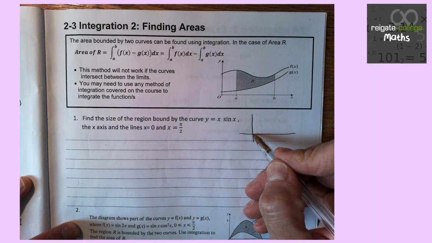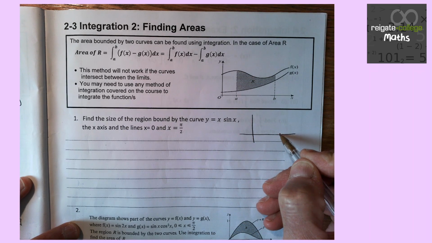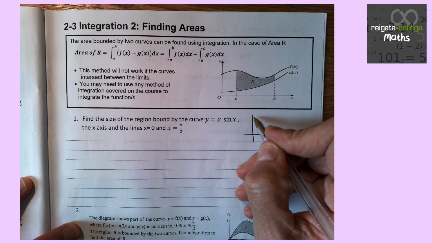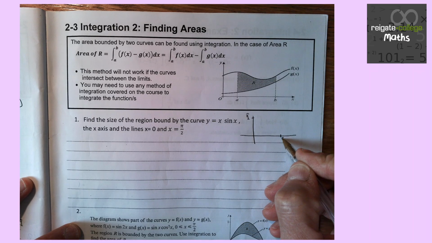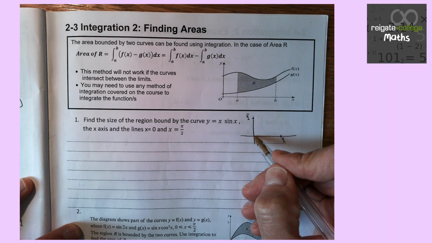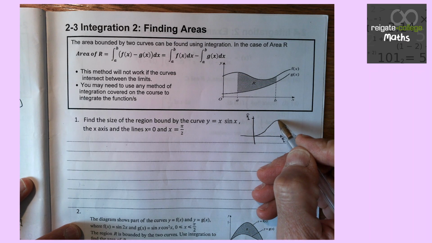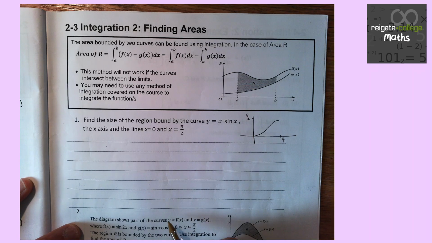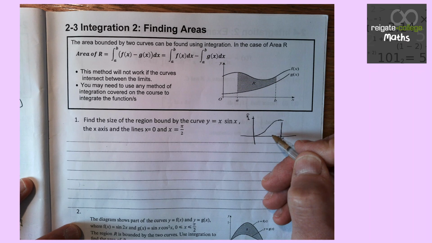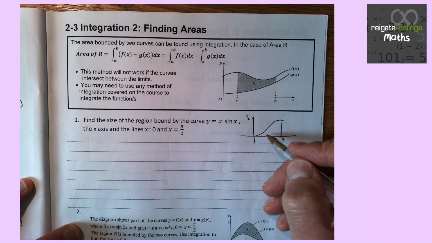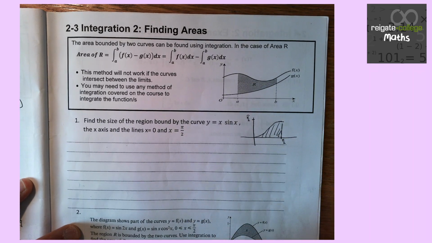So without worrying too much about the shape of the curve, we can draw it something like this. We know it's going to be 0 here. We know that at pi over 2 it's going to be pi over 2 times 1, so it's going to have a value of pi over 2. It's going to go up something like that. I don't know exactly what shape it is, but it doesn't really matter because we know that it's going to be above the x-axis for that whole section. So we're trying to find this area here. We don't need to worry about it going negative anywhere.